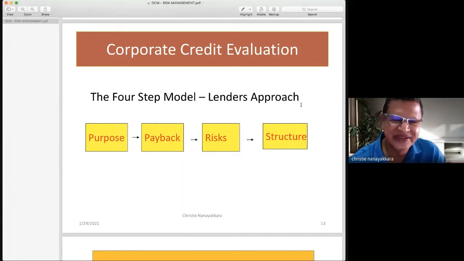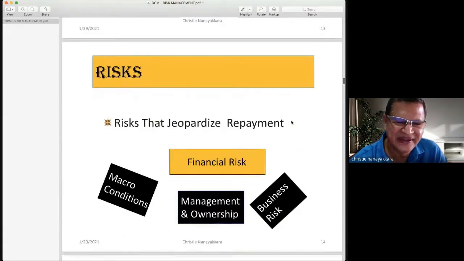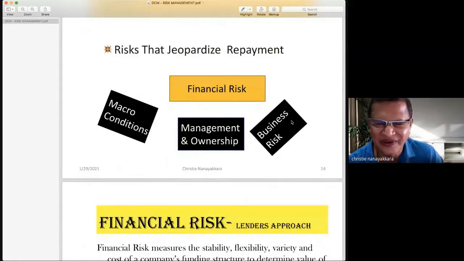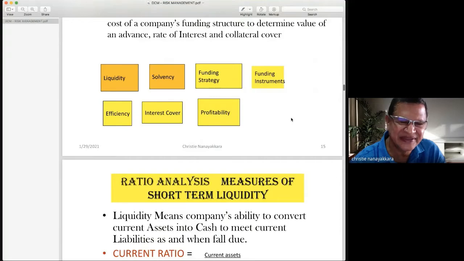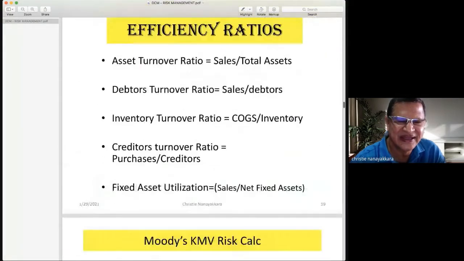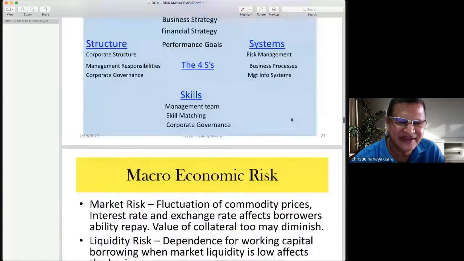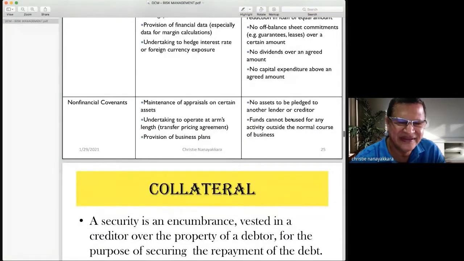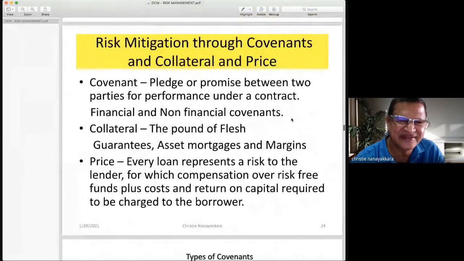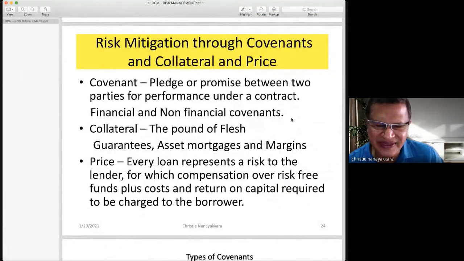Then we went on to discuss the risks, and we find that your customers also face financial risk. Apart from that, they have macroeconomic conditions, their own problems of management and ownership, and certain businesses have inherent business risk. So we looked into all these and did a little financial ratio analysis, and then we came to how you mitigate risk through governance, collateral, and price.